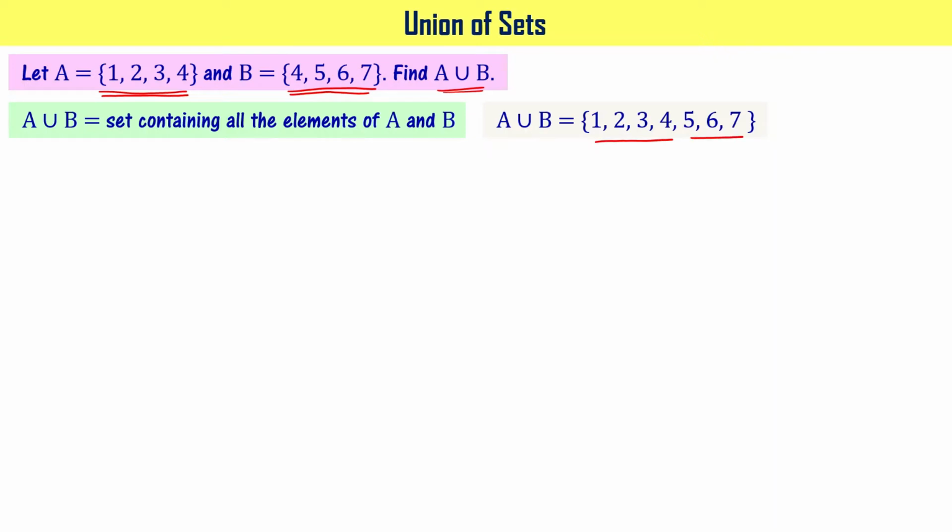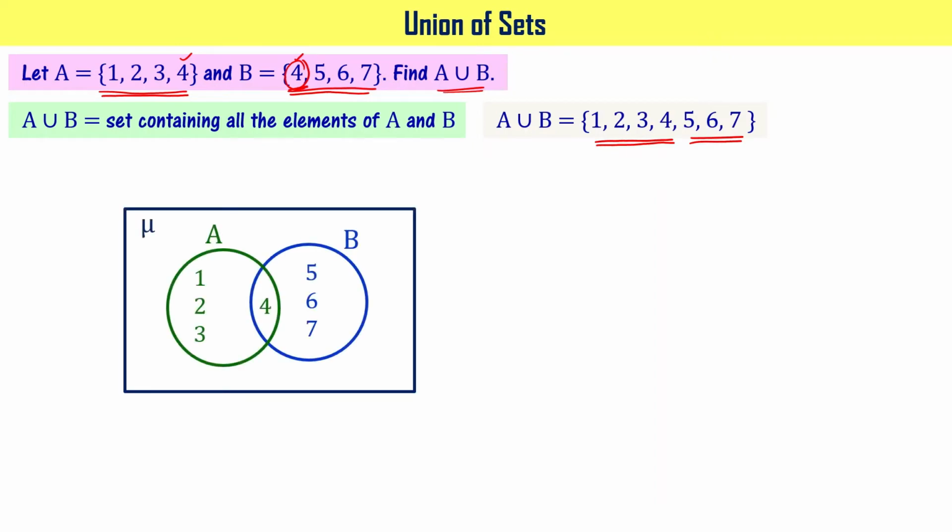The reason for not including 4 twice is that in the roster form we don't include the same element multiple times, right? For that reason, this particular 4 is not included. So A union B now has got elements 1, 2, 3, 4 from A and 5, 6, 7 from B, right? This can be represented even in Venn diagram form.